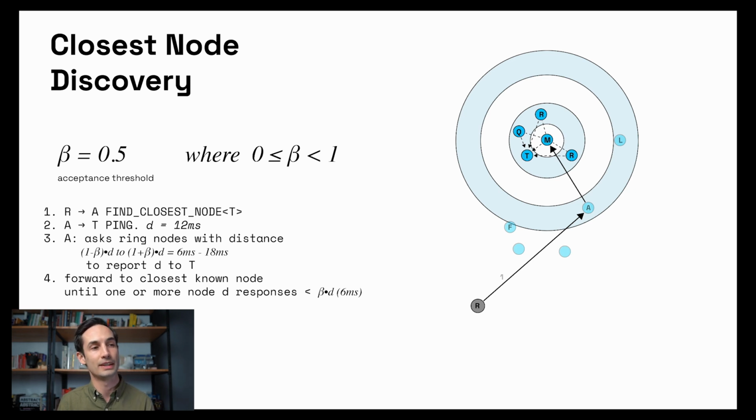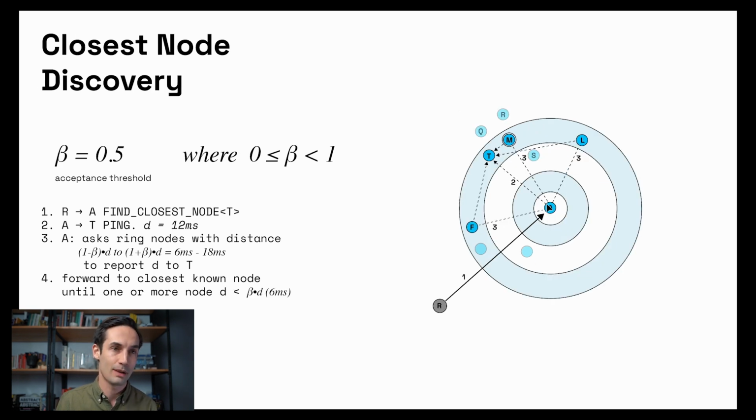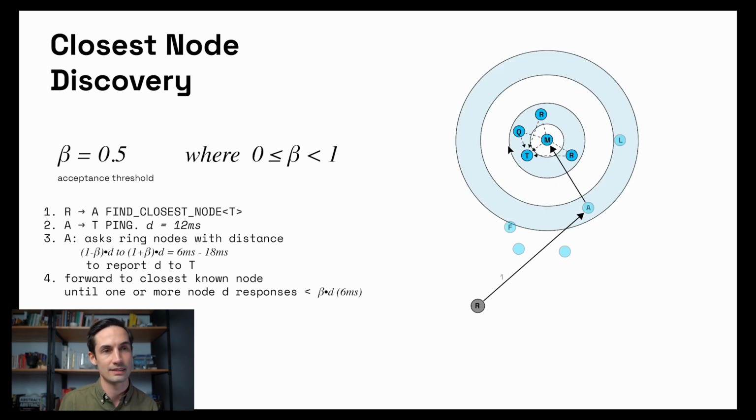And what will likely happen here is M's distance to T will likely be less than the threshold times. What will probably happen is A will discover that M's threshold is less than T if it's less than 6 milliseconds, and A can just respond that M is in fact the closest node. So yeah, you have a match.